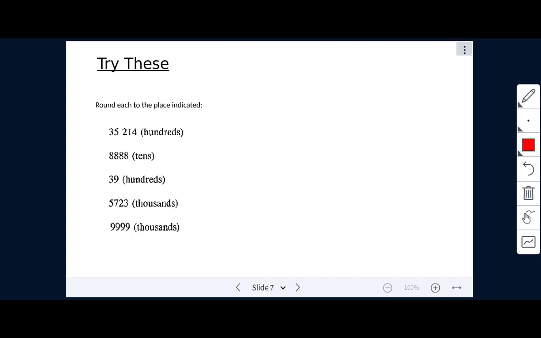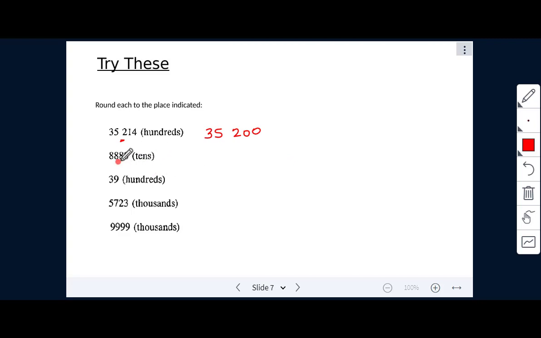All right, so let's look at our first one. We have 35,214. And in brackets, it tells us what we're rounding to. So we're rounding to hundreds. So hundreds place, we have 2. So look to the right, that's a 1. So we're going to round to hundreds. It becomes 35,200.